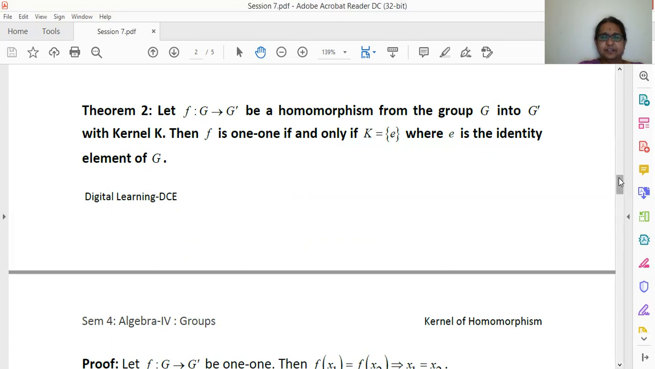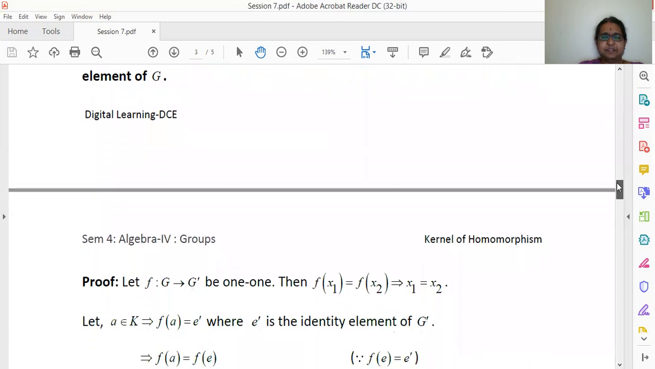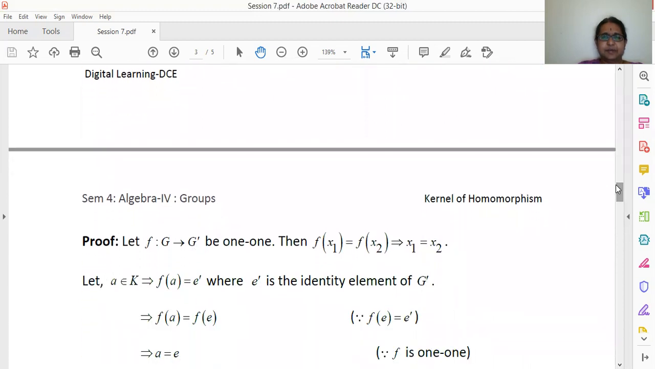So we shall assume let f from G to G dash be 1 to 1. That is, 1 to 1 means f of x1 is equal to f of x2 implies x1 is equal to x2. That is, if the images of two elements are equal, then the elements are themselves equal. Now we are assuming this and we show this kernel consists of only the identity element e. So let a belongs to K. Then f of a is equal to e dash, where e dash is the identity element of G dash.